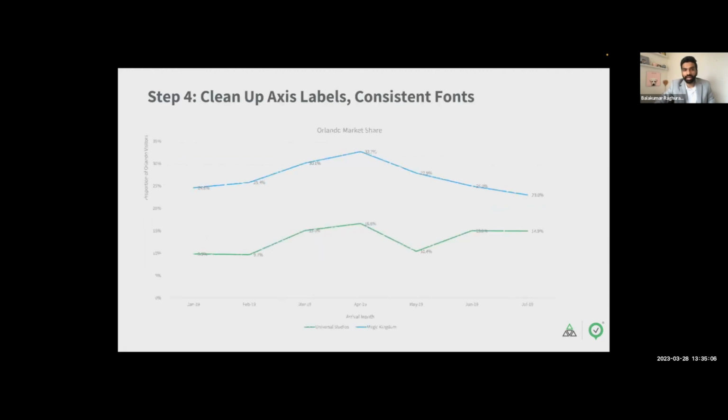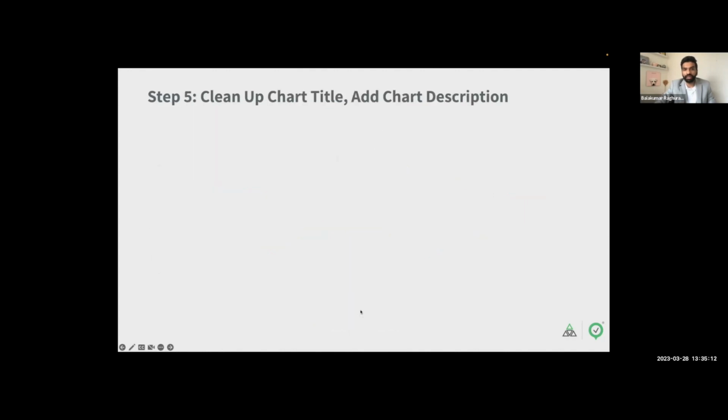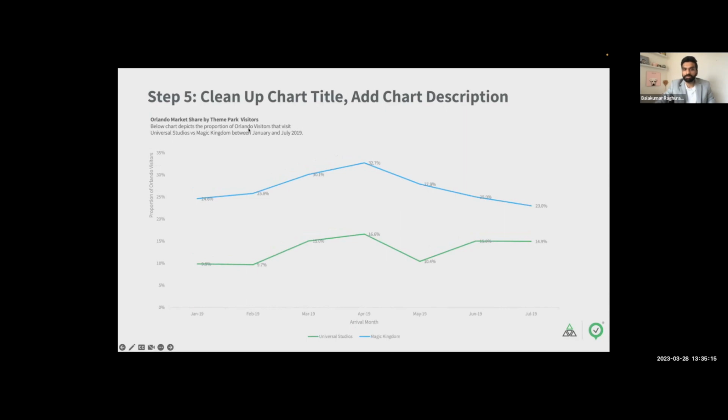So now we're going to add the axis labels on the left. So you can see proportion of Orlando visitors, arrival month. And now we're going to add a little bit of a chart description and chart title. Hey, this is what this particular chart shows. And now we're going to clean up the data labels. When I say clean up the data labels, look at all these different data labels that we have in here. How many numbers do they have to look at before they get to this 15 magical number that we want them to look to, right?